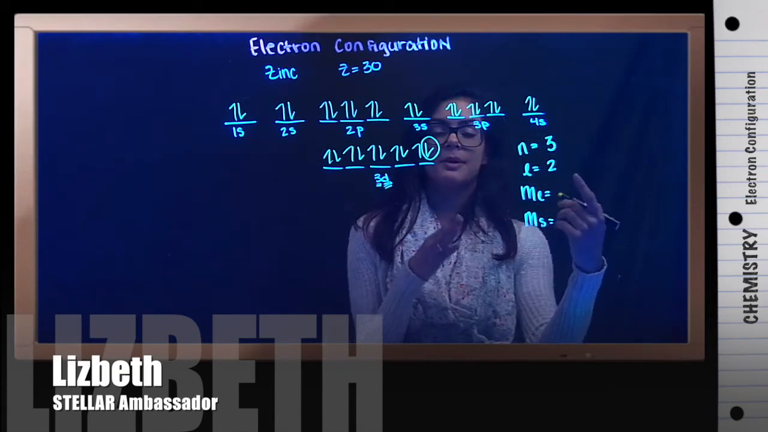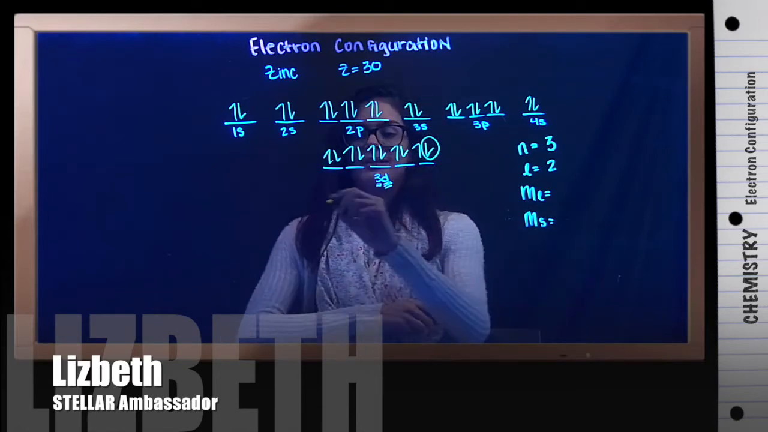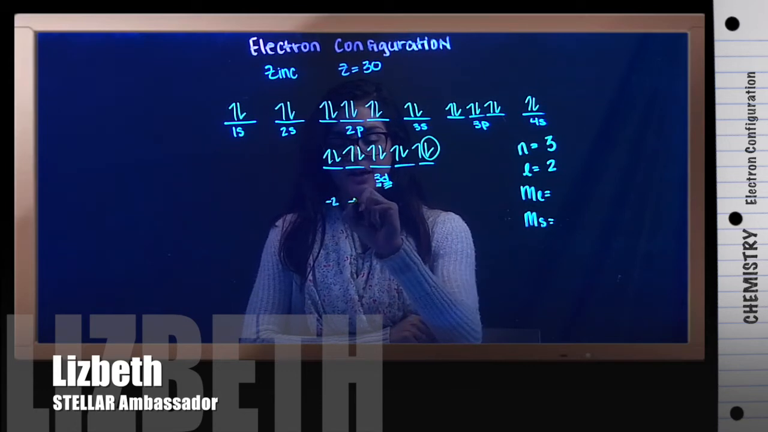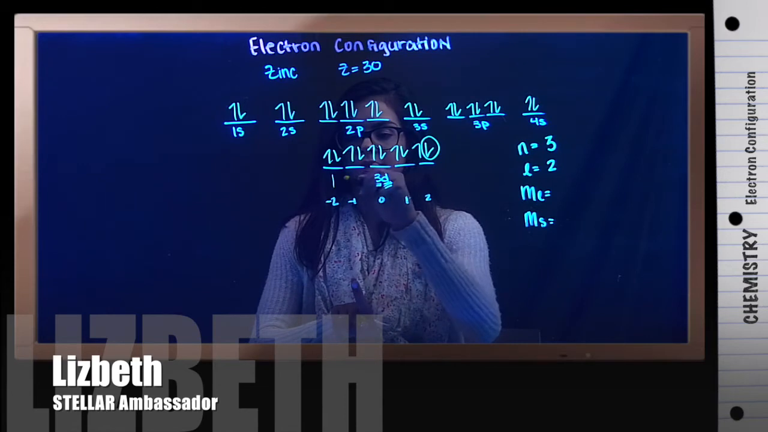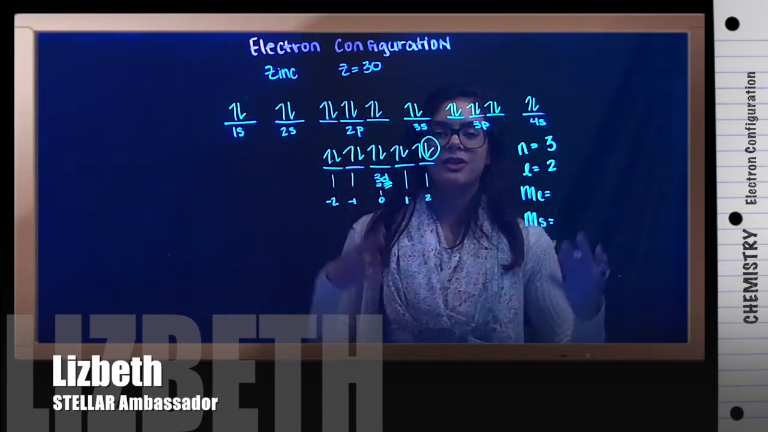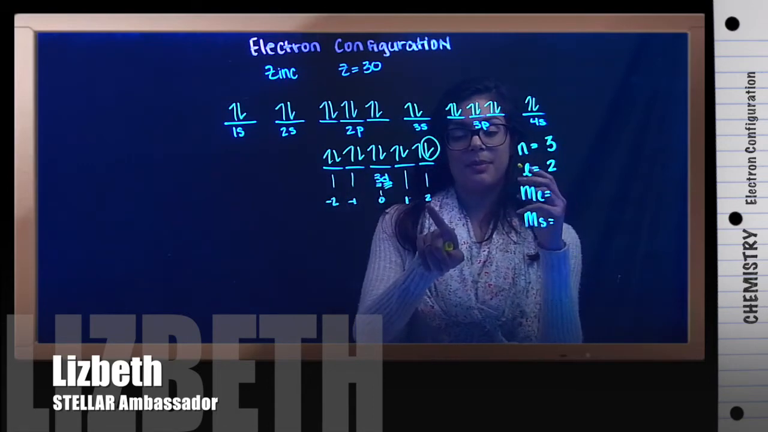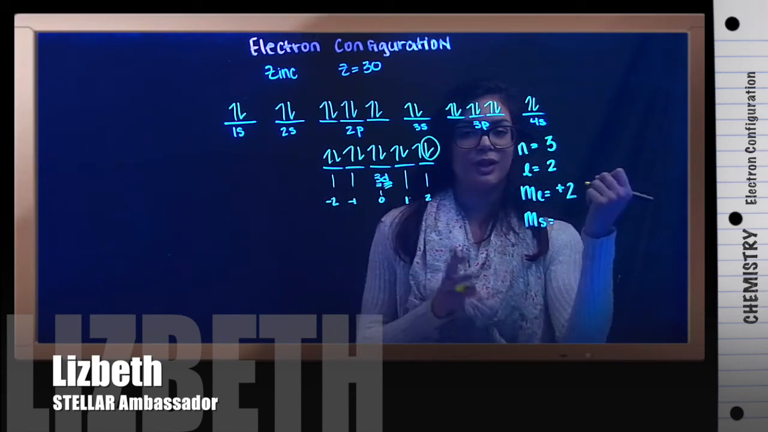M sub L is going to be from -2 to +2. What I like to do is just write them underneath it: -2, -1, 0, 1, and 2. That corresponds to each of the little subshells. Now I just have to see where my electron fell. My last electron fell in the +2, so my M sub L value is +2.